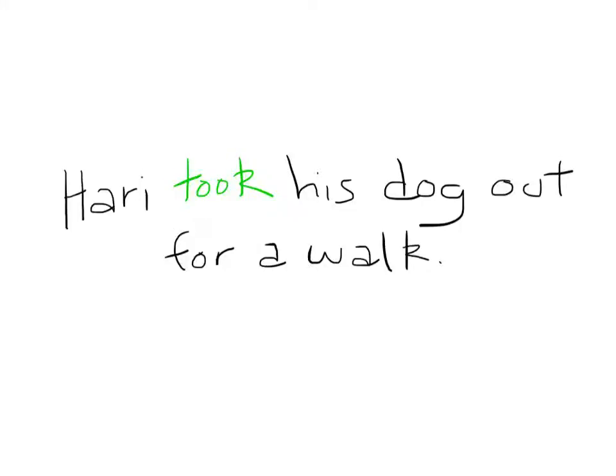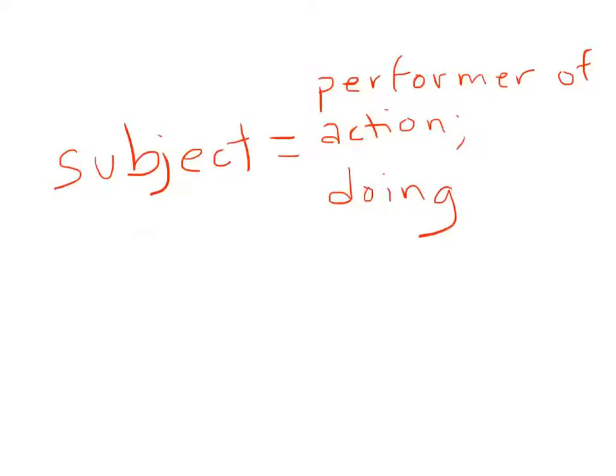Who is performing the action? Well, Hari is the one taking the dog out. Hence, he is performing the action. That makes him the subject of the sentence. Note that the subject can be a noun or a pronoun and does not need to be a human being.